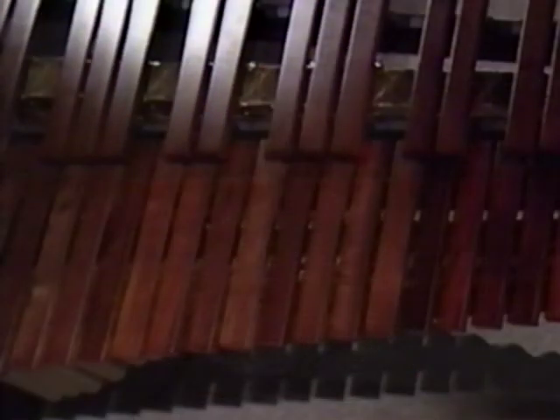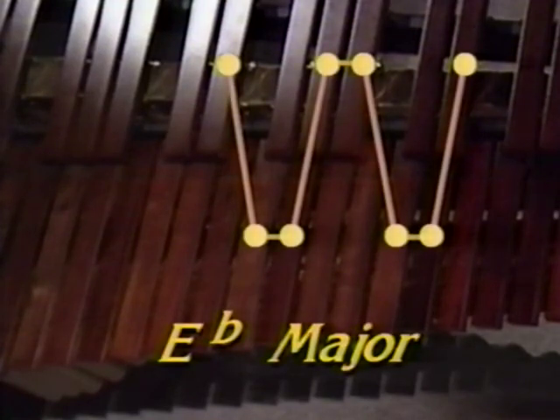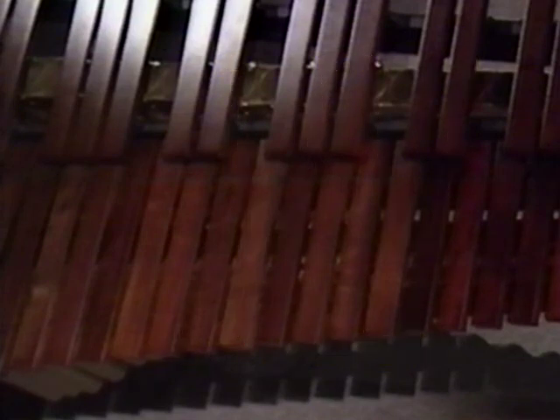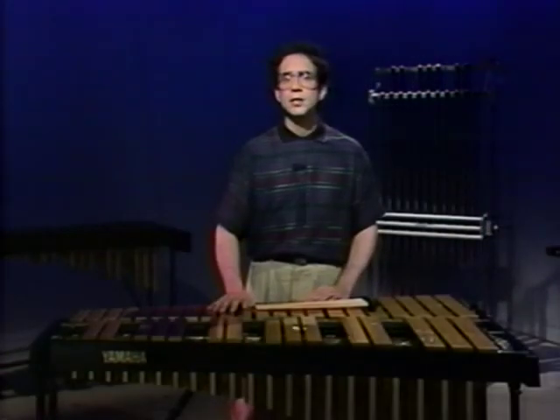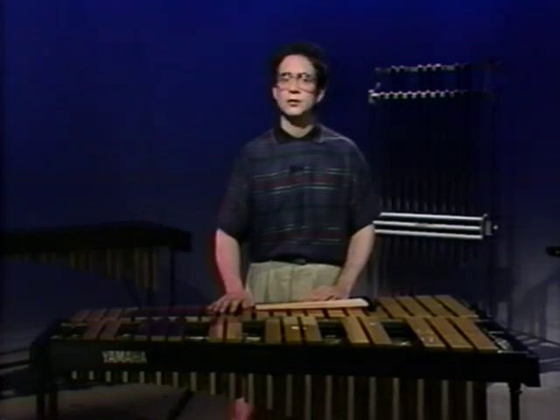This is the scale shape of a one-octave E-flat major scale. Next is the same E-flat scale starting from the lowest diatonic note on the instrument to the highest. Notice that the scale shape repeats itself every 7 notes, no matter where you start. Here's another scale shape, C natural minor.